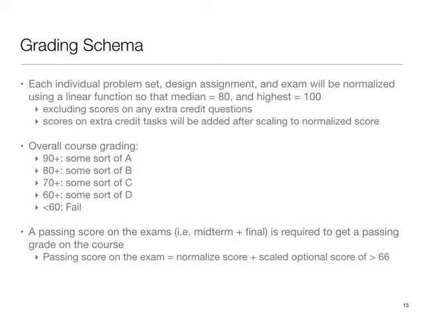And passing requirements are pretty relaxed, but nevertheless, your total of midterm and final should add up to a passing score, and the passing score I have defined on that normalized scale formula at 66. So what I mean by that is that if your score on midterm plus final normalized to 100 is less than 66, then irrespective of how stellar you were on the homeworks, you will be given an F. Okay, so that's the way it's going to work. Any questions?